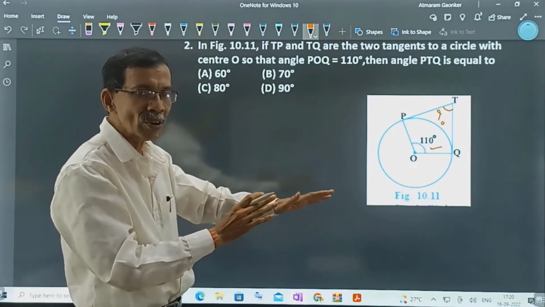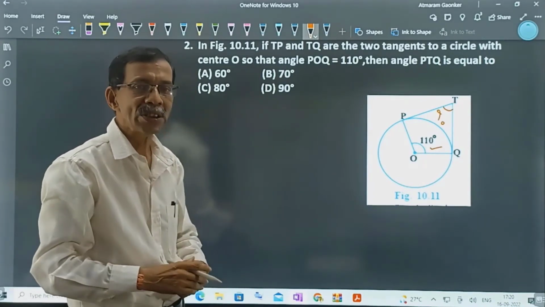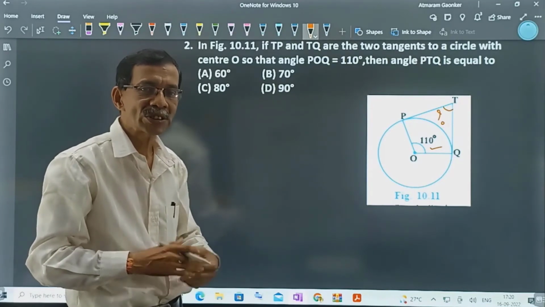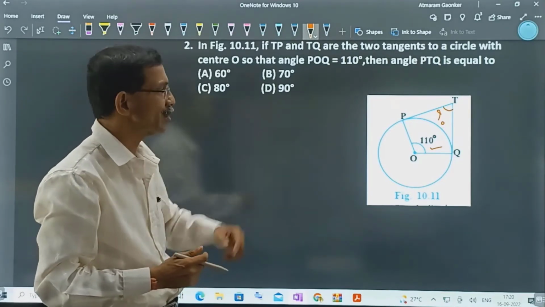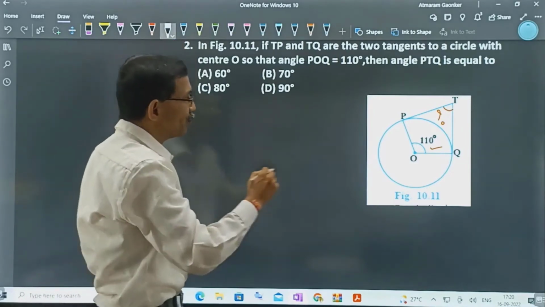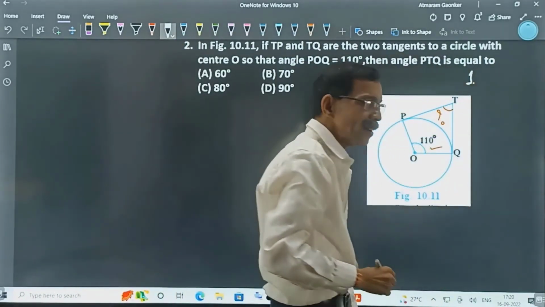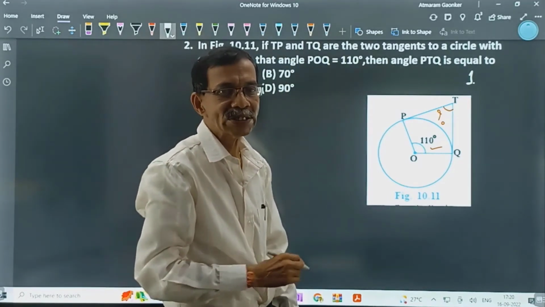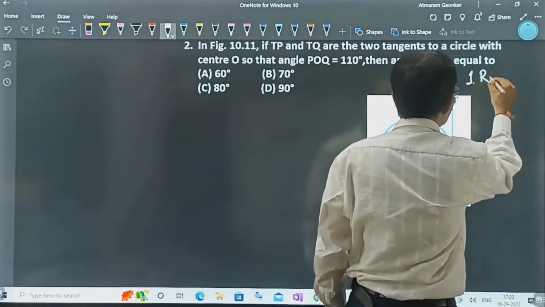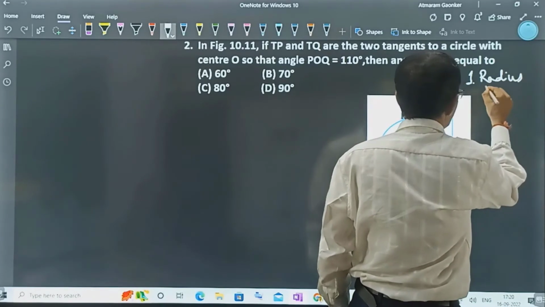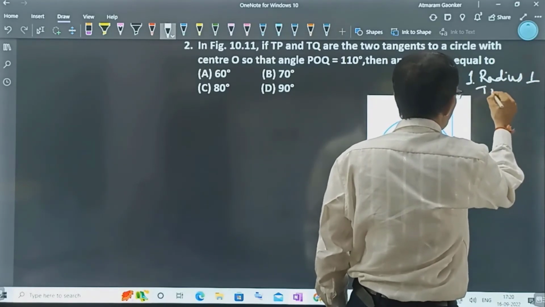So the second step is over, marking. The third step is to know which concepts are required to solve this problem. Let us write the first concept that is required. As you already know, radius and tangents are perpendicular. So I write, radius is perpendicular to tangent.